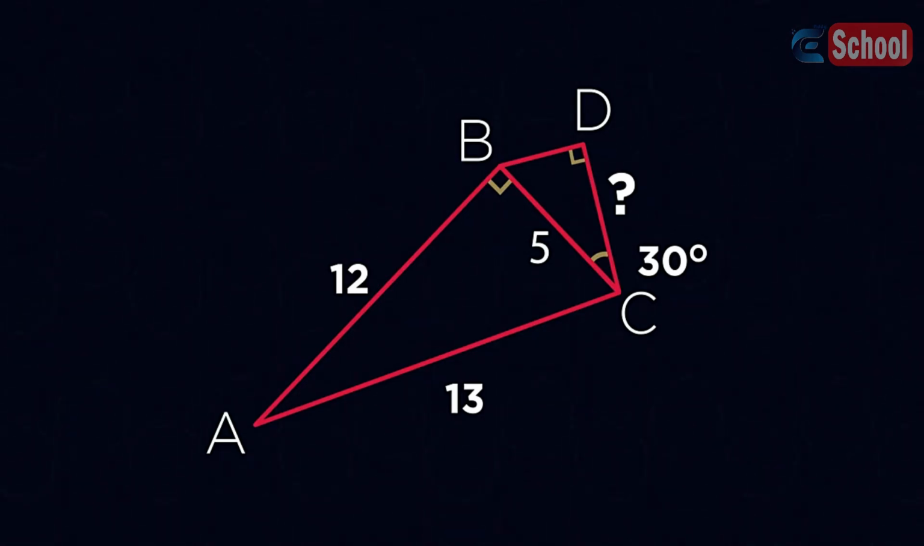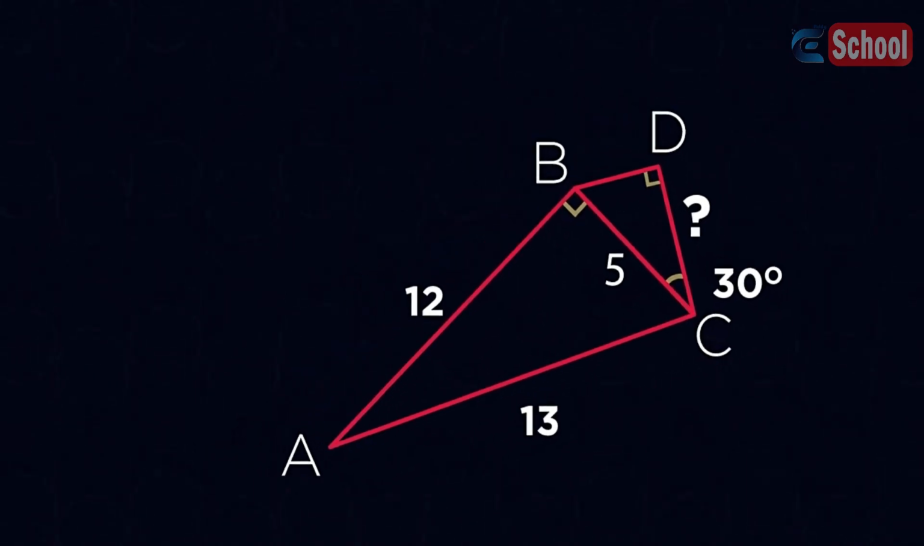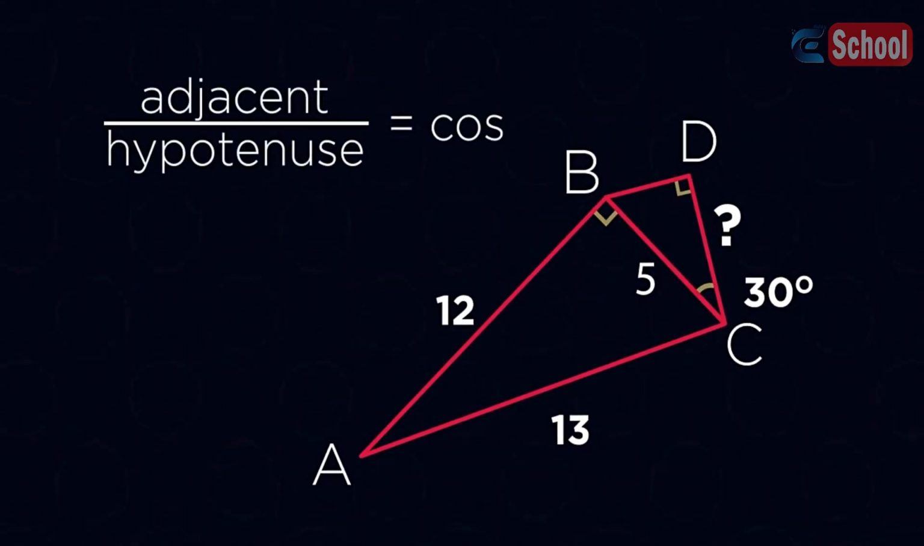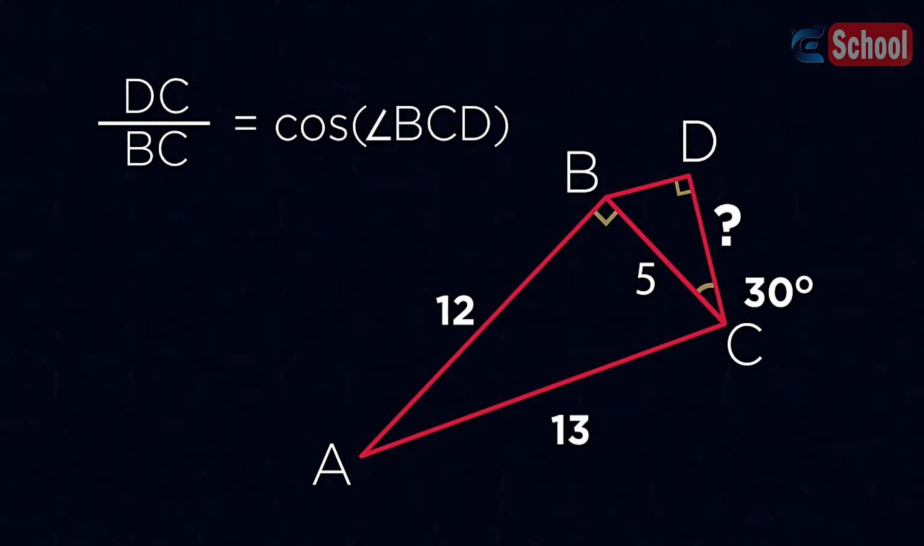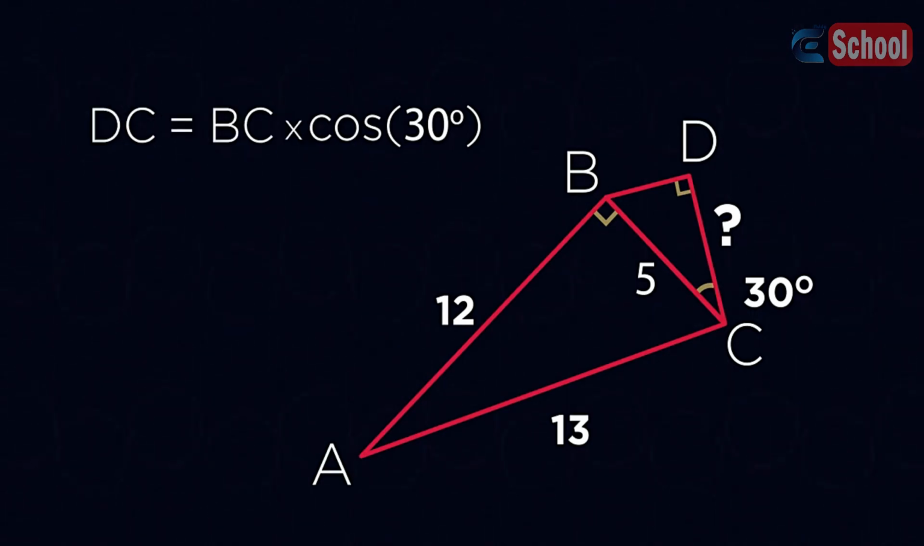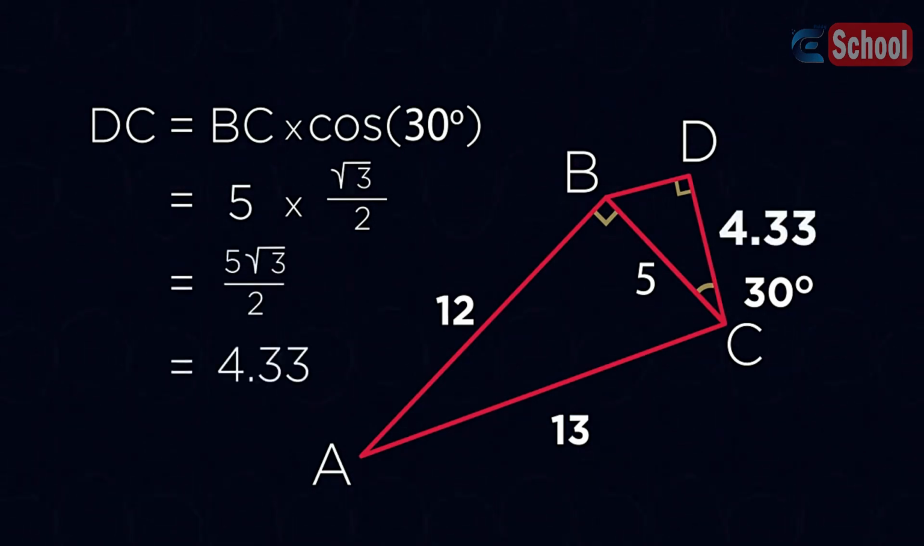So the ratio between DC and BC is simply the cosine of the angle BCD, which we know from the Ka part of the Sohcahtoa rule. As a result, the ratio between DC and BC is the cosine of 30 degrees. So DC is equal to the product of BC and cosine 30 degrees.